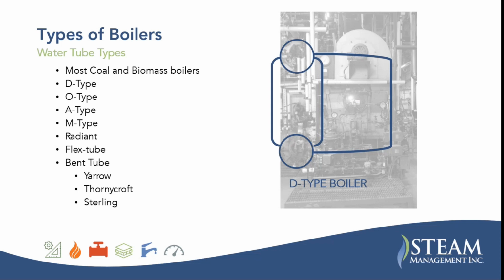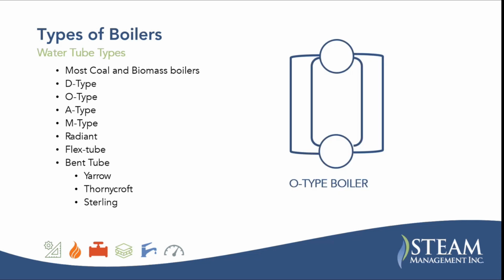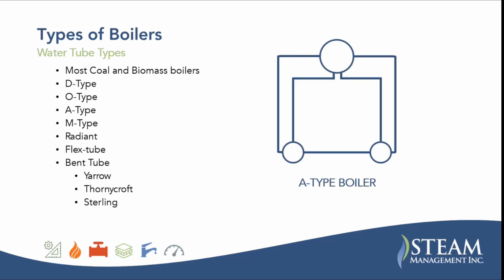Water tube type. Most coal and biomass boilers are water tube boilers. Common types of water tube boilers are a D-type boiler. I've overlaid this on the picture here so you can see this is the steam drum, this is the mud drum, and then you have all your water tubes in this shape that looks like a D. So that's why it's called a D-type boiler. There's also an O-type boiler, A-type boiler, and then M-type radiant boiler.